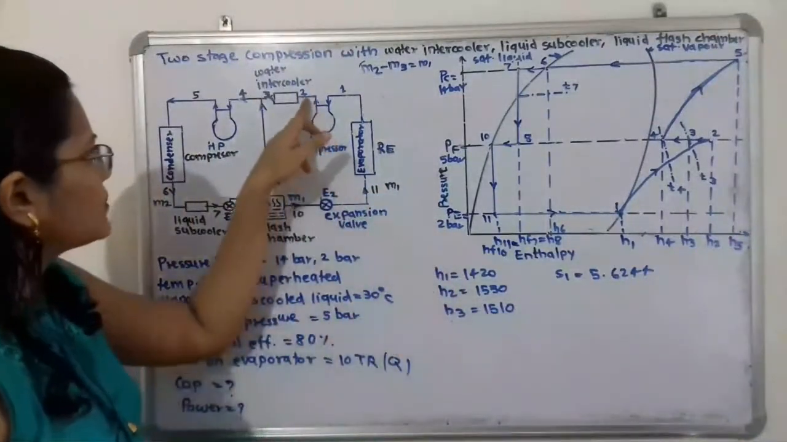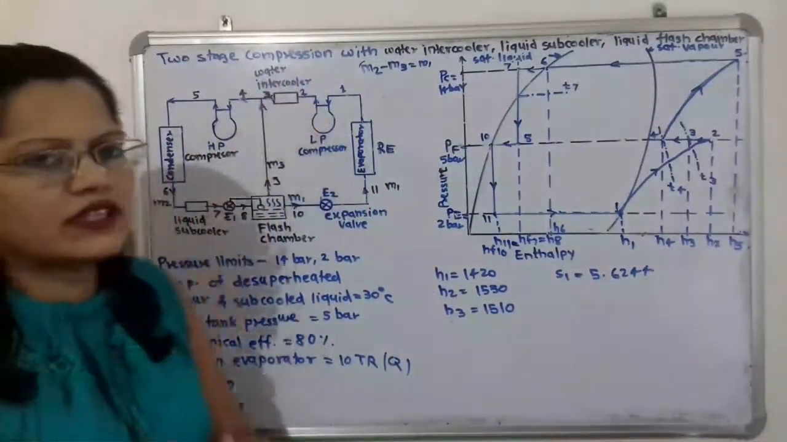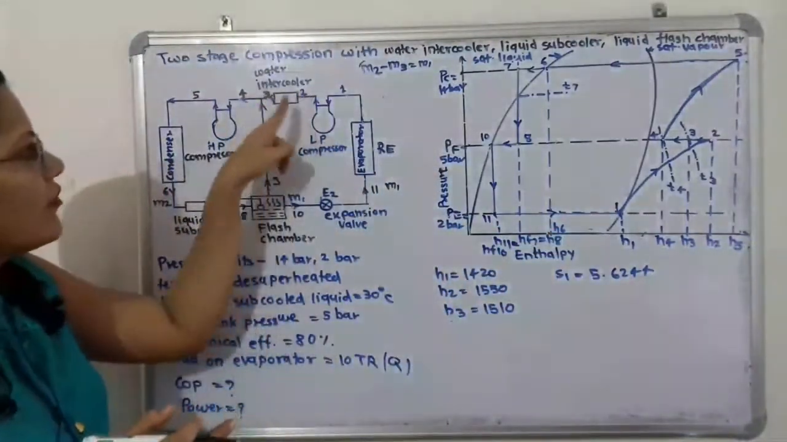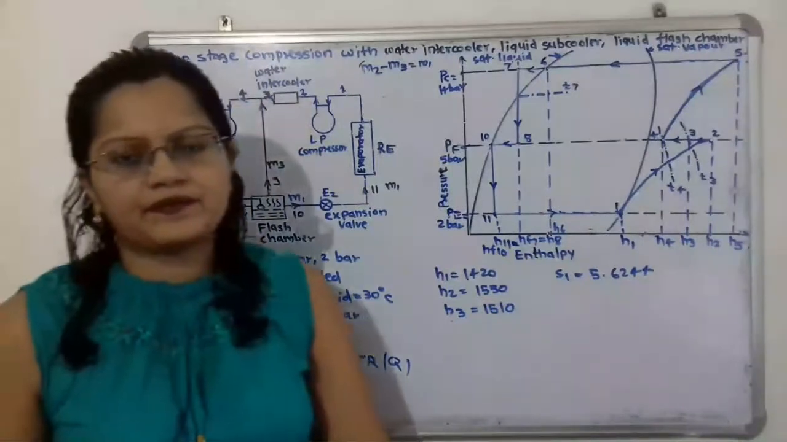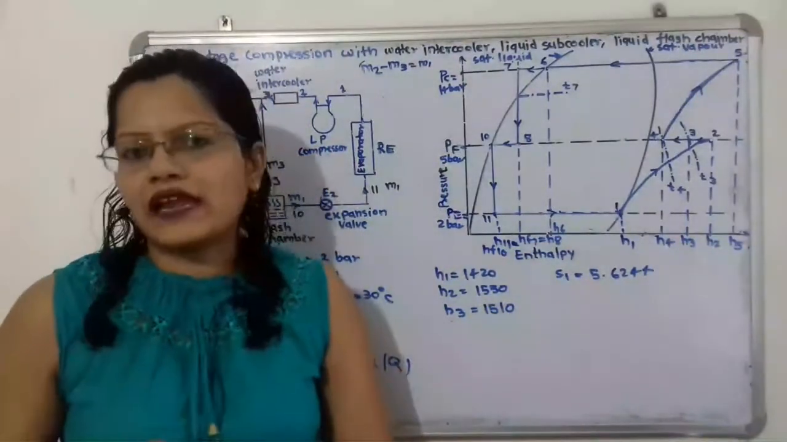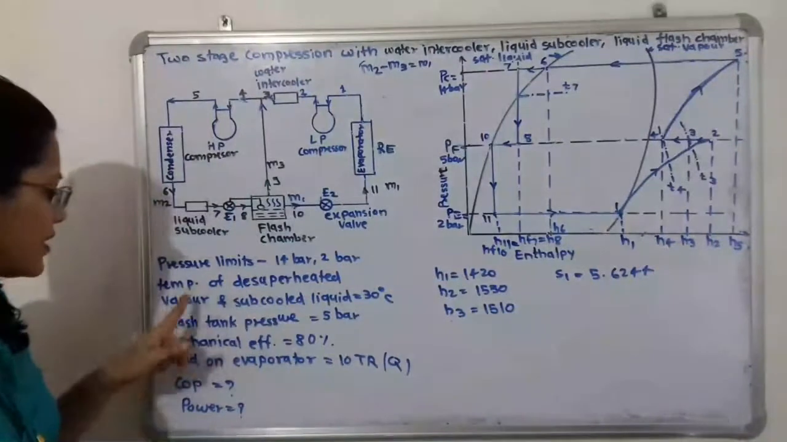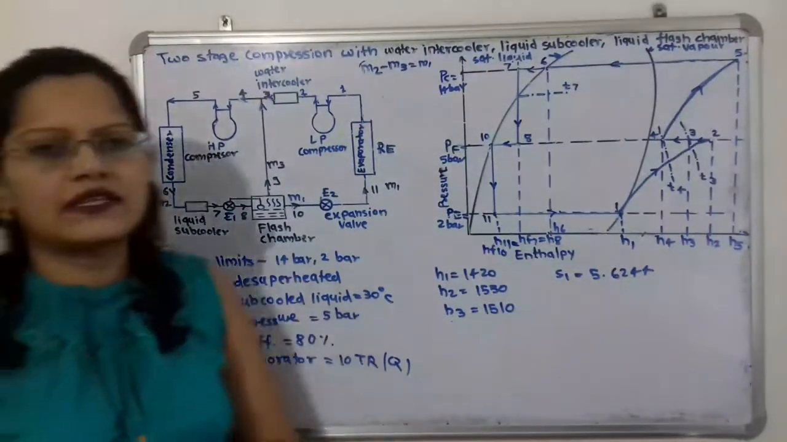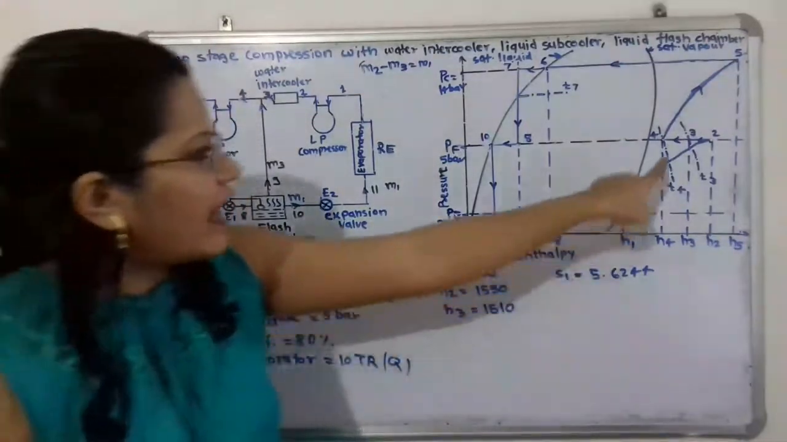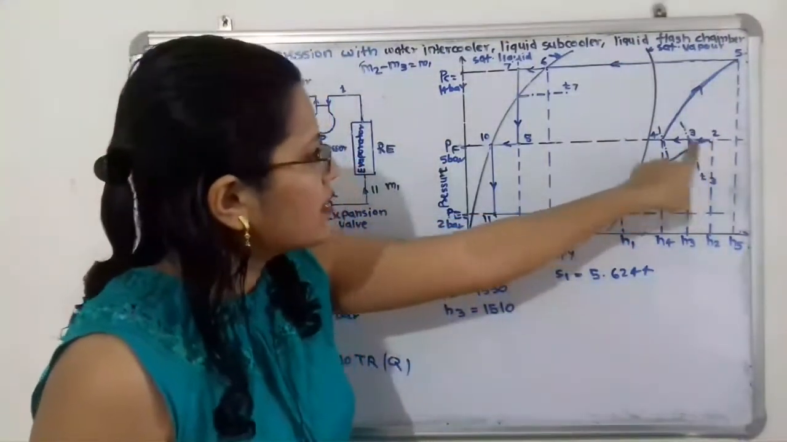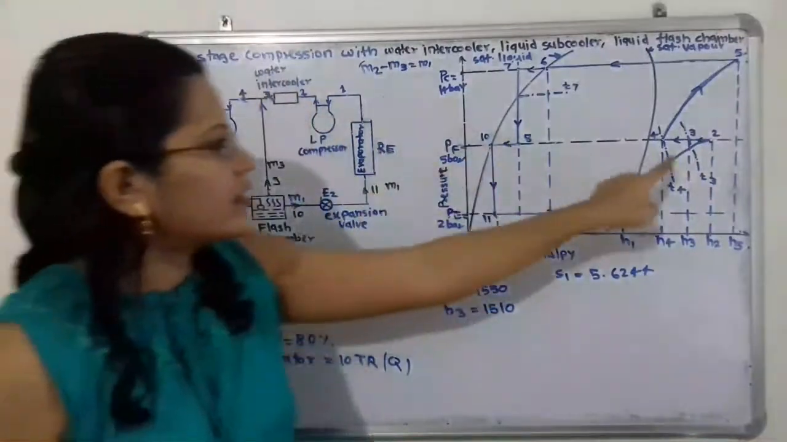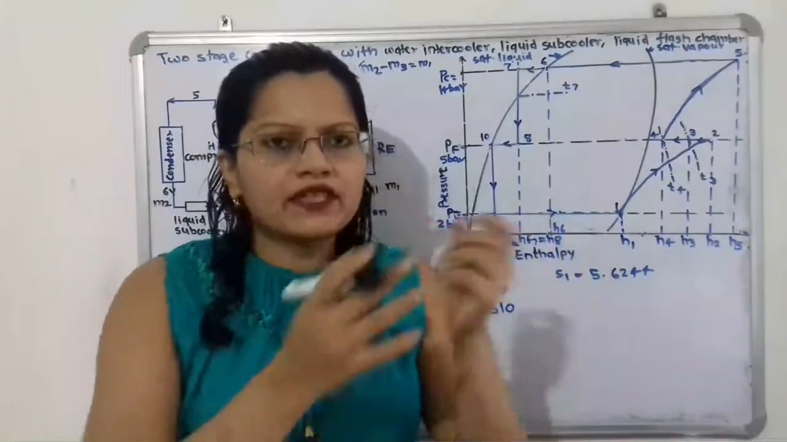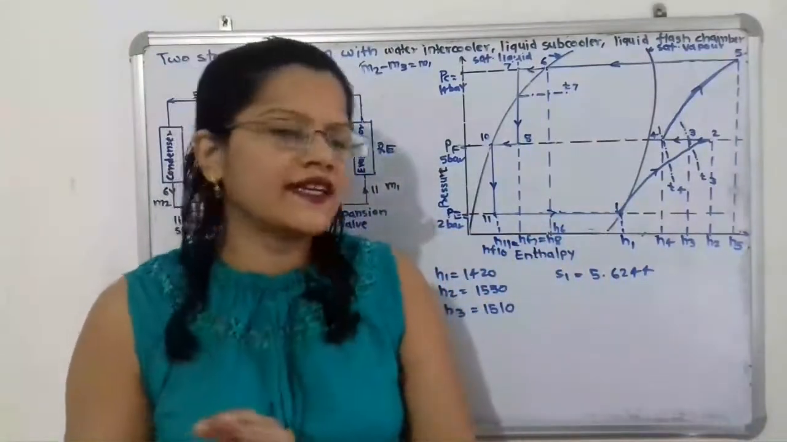Again, if we observe, after point 2 a water intercooler is there, that means a de-superheating process is taking place for the process 2 to 3. So how to calculate this? Here it is given that the temperature of the de-superheated vapor is 30 degree. So at this point 2, when it is getting passed through this water intercooler, then the temperature is removed up to 30 degree Celsius.